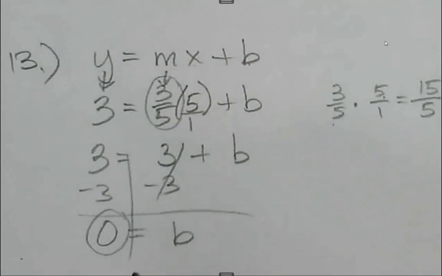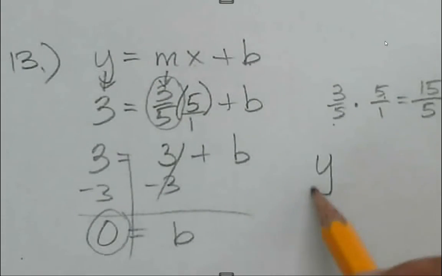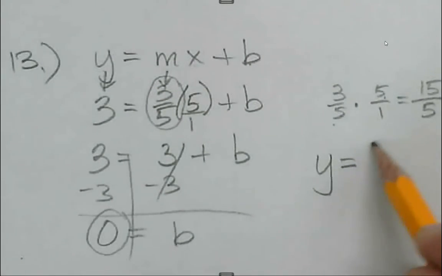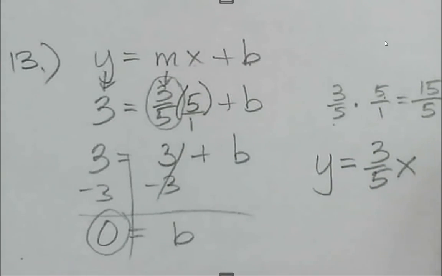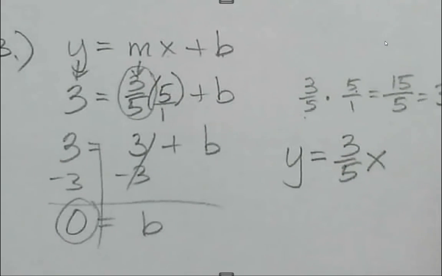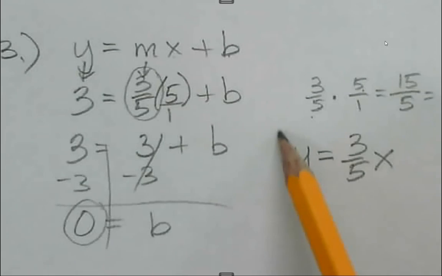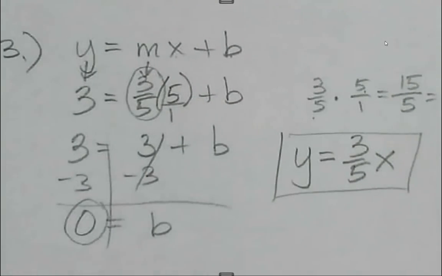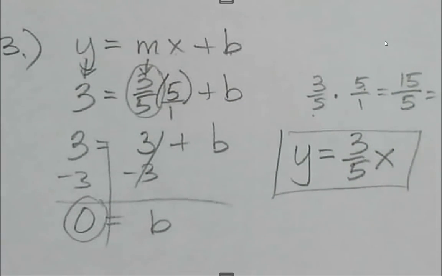It's asking us to write the slope-intercept form of this equation. So our final answer is y equals 3/5, which is our slope, x, plus 0. Now, do I need to write plus 0? Not really, because it's not really going to add anything. So guess what? Right here is my answer for number 13. Again, that's a little challenging, I know, but you can absolutely do this. Okay? All right, number 15.